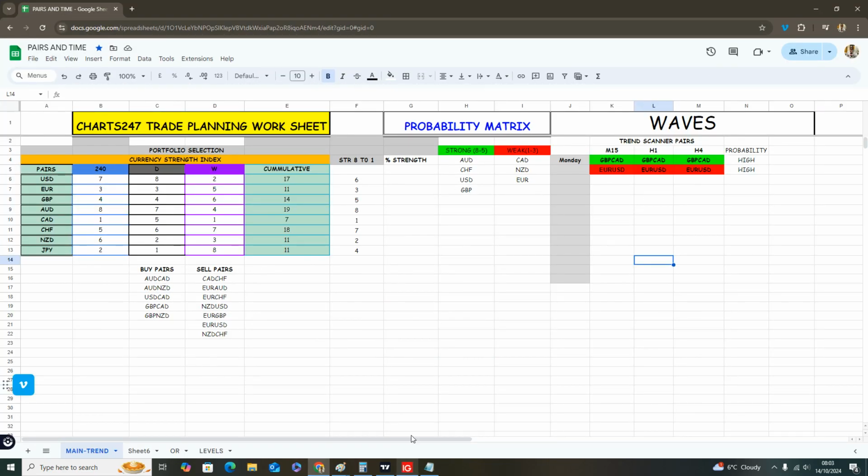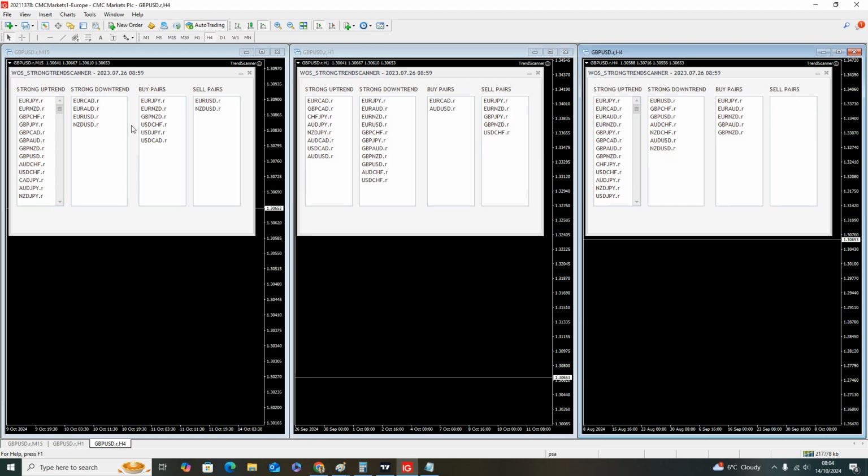Okay, so based on the scanner, we have pound CAD and the euro US dollar. So pound CAD is a high probability buy pair, while the euro US dollar is a high probability sell pair, because we can see the euro US dollar is present on the 15 minutes, the 1 hour and the 4-hour chart. Here is the euro US dollar on the downtrend, on all three. The pound CAD is on the uptrend on all three.